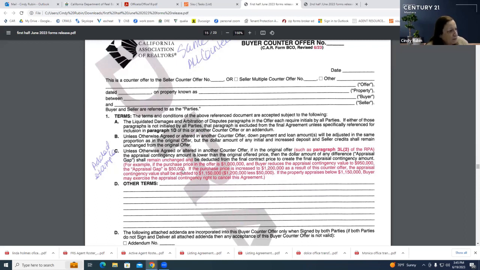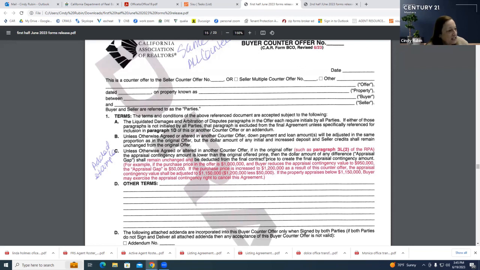The appraisal gap is 50,000. Okay, we can all see that. It's 50,000. They were agreeing to put in 50,000 more dollars. If the purchase price is increased to $1.2 million, seller counters at 1.2, the appraisal contingency value shall be adjusted, but it's always going to be the same 50,000.